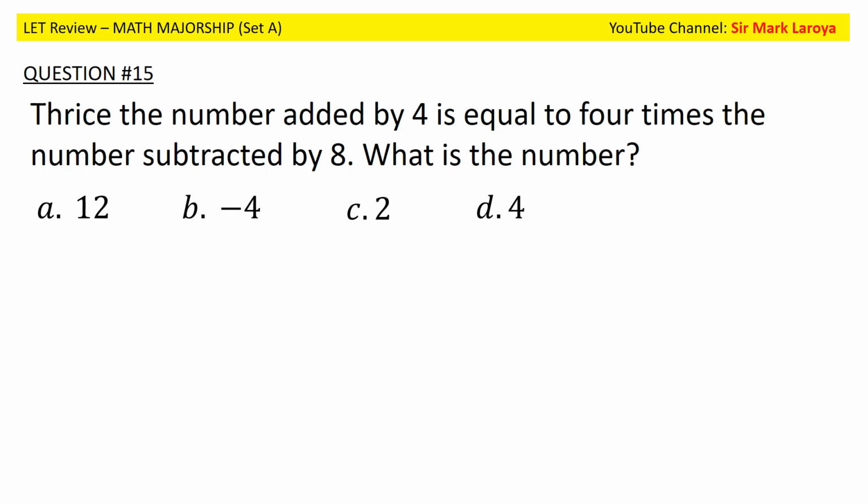And we are now here at the last item, item number 15. Thrice the number added by 4 is equal to 4 times the number subtracted by 8. What is the number? A, 12, B, -4, C, 2, or D, 4?